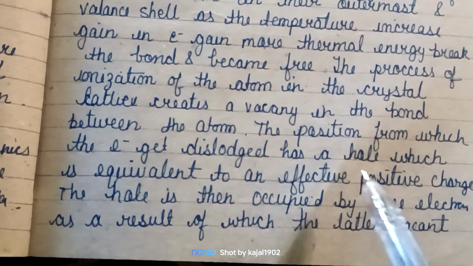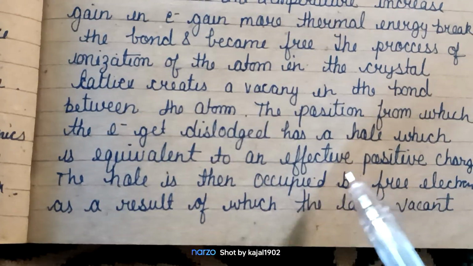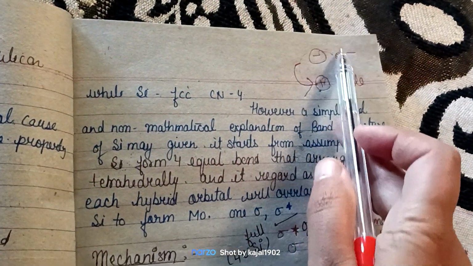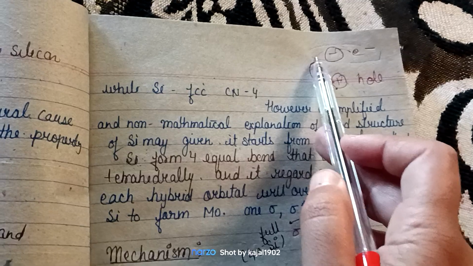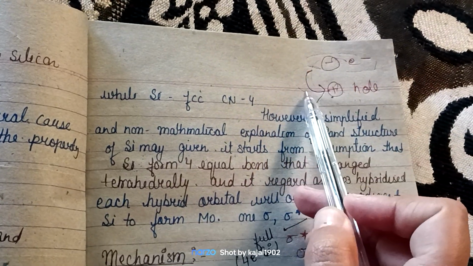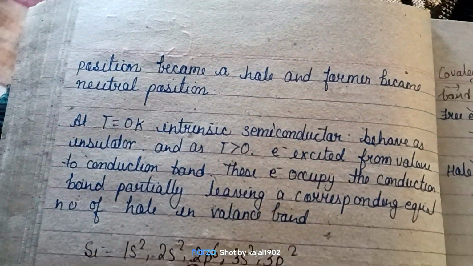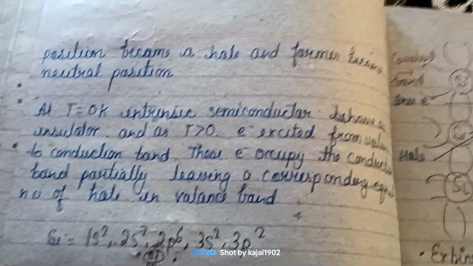The hole is occupied by the free electron, as a result of which the latter position becomes vacant. So where the electron existed, it completed this hole, but this place was vacant. By this filling, this position became a hole and the other became a neutral position.